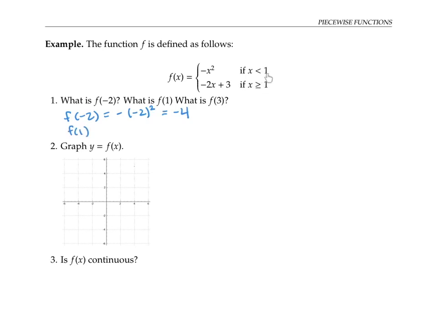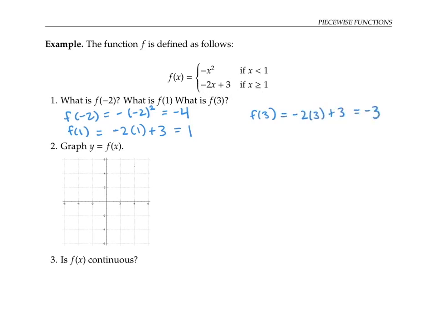Next, if we want to find f of 1, well, 1 is right on the border in between the 2 rules, but because we have a greater than or equal to here, when x is equal to 1, we apply this. And so we can plug 1 into the formula negative 2x plus 3, so that's negative 2 plus 3, which gives us 1 as our output. Finally, if we want to compute f of 3, since 3 is bigger than or equal to 1, the second rule applies, and we plug 3 in. That gives us an answer of negative 3.